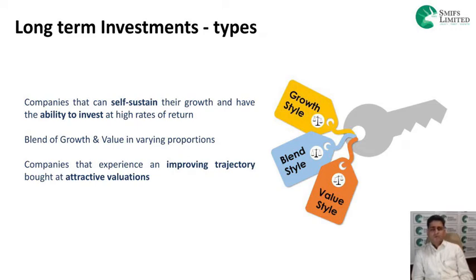Now, what are the long-term investments? So as I was speaking to you earlier, there is a growth style, there is a blend style, there is a value style. So actually, growth is basically where you invest into companies that can self-sustain their growth and have the ability to invest at high rates of return. Blend is basically a mix of value and growth, where you allocate things across both these aspects, across value and growth, and try to give them a balanced approach basically. And value is basically, in terms of valuation, you decide that companies that experience an improving trajectory brought at an attractive valuation, you keep buying in with a margin of safety. In this, we will largely be talking about the value style.